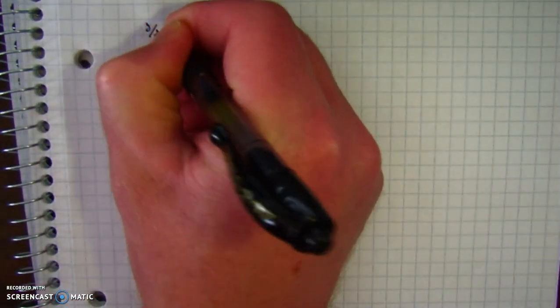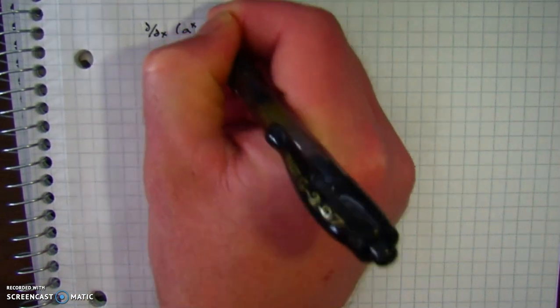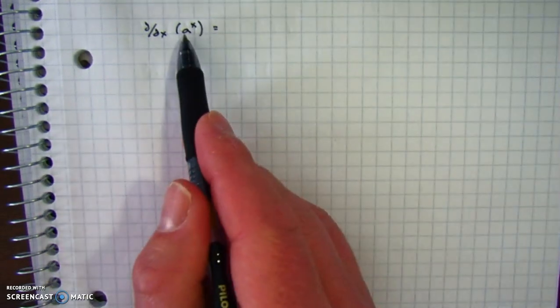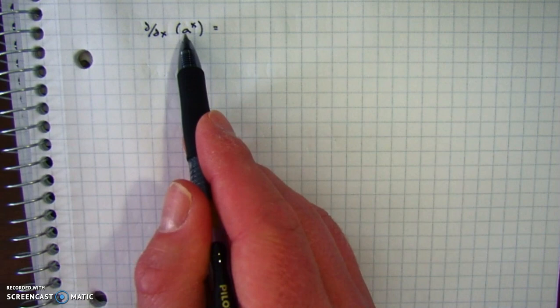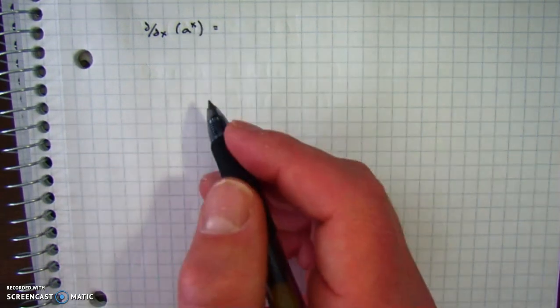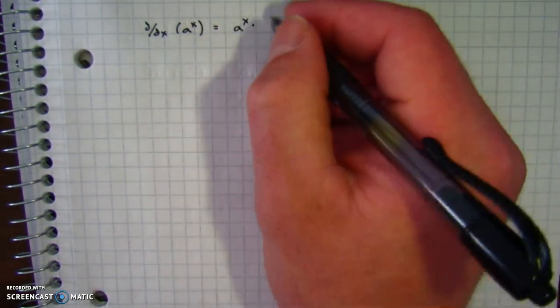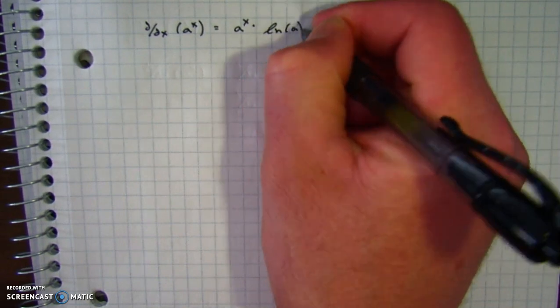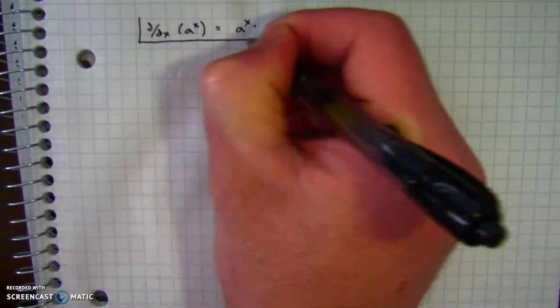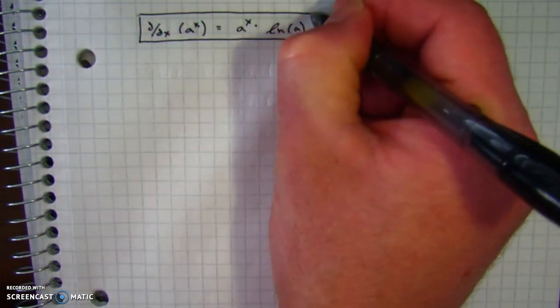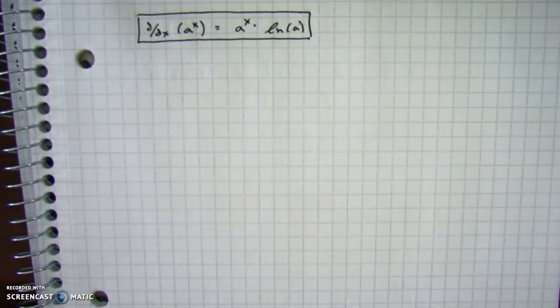So the first one, let's look at the derivative of a to the x. Before we did e to the x, and the derivative of e to the x just equals e to the x. This one's different in that we have a, so this isn't base e, this is just some number a. The derivative of a to the x is going to equal a to the power of x times the natural log of a. I'll put a box around this because that's ultimately where we're going.